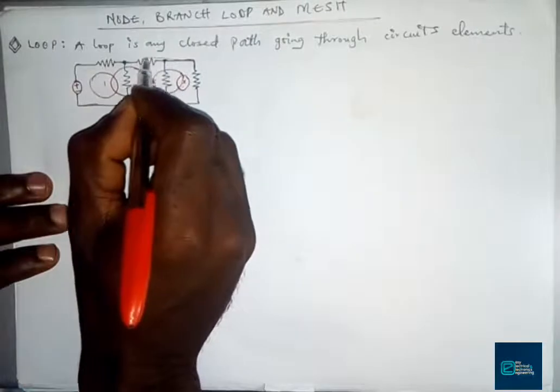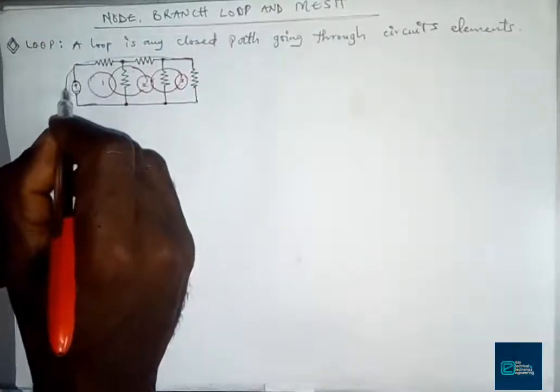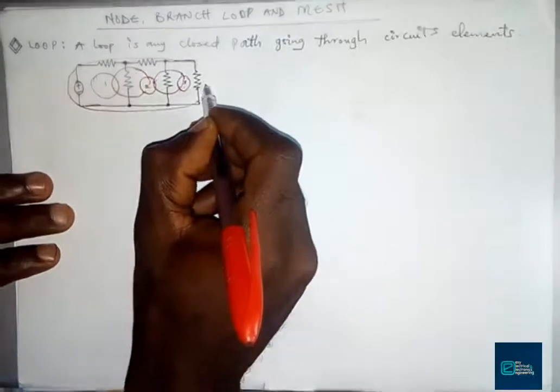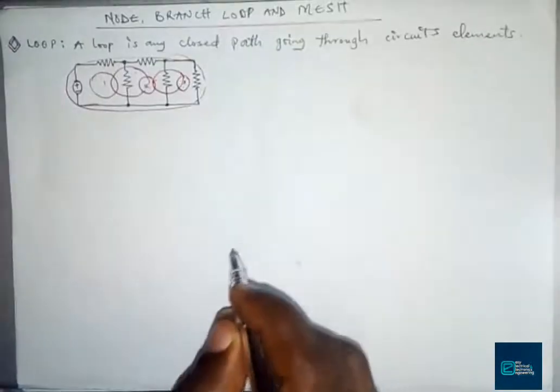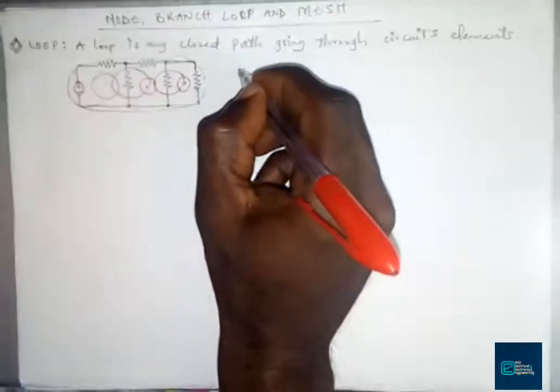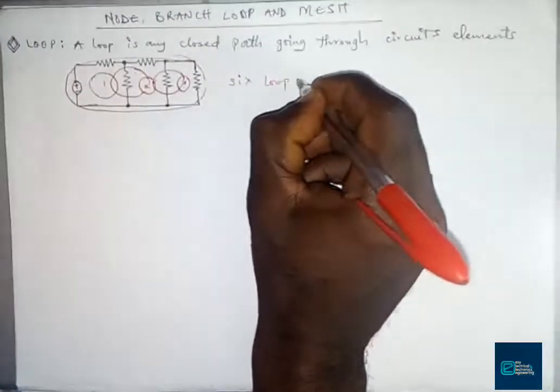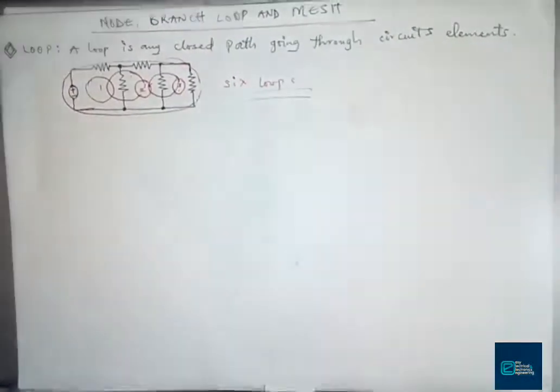Excuse me, this is another loop altogether. So that is the loops we have in our circuit here. So that is the number of loops. So when we look at everything now, we notice that the number of loops we have in this circuit is six. We have six loops in our circuit here.